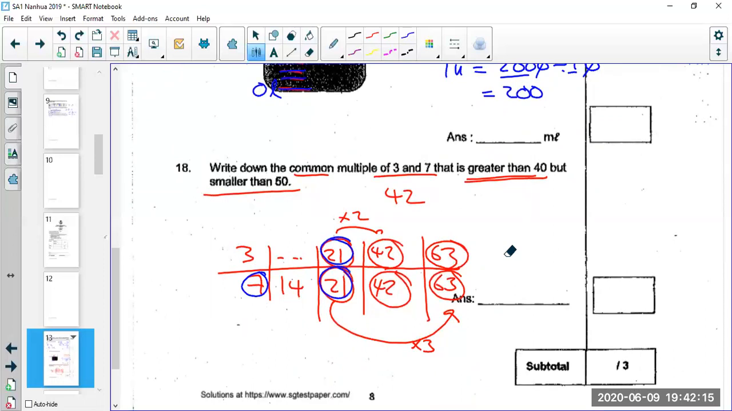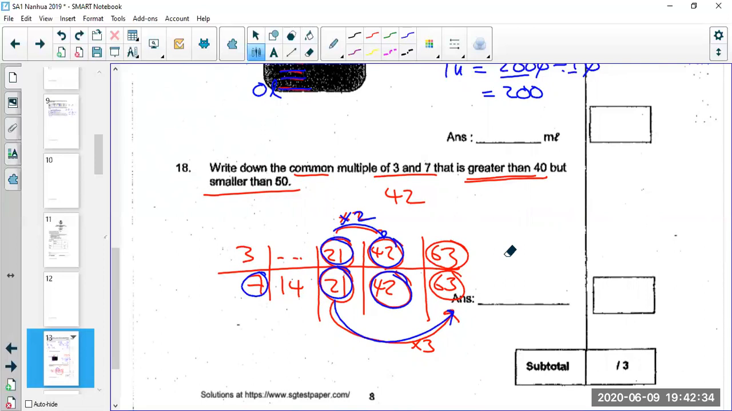But the number is not greater than 40. So how to get the next common multiple? Then you need to do what? You need to times 2. Right? Times 2 to get the second common multiple. Right? And how do you get the third common multiple? You take the first common multiple, and then what do? You times 3.